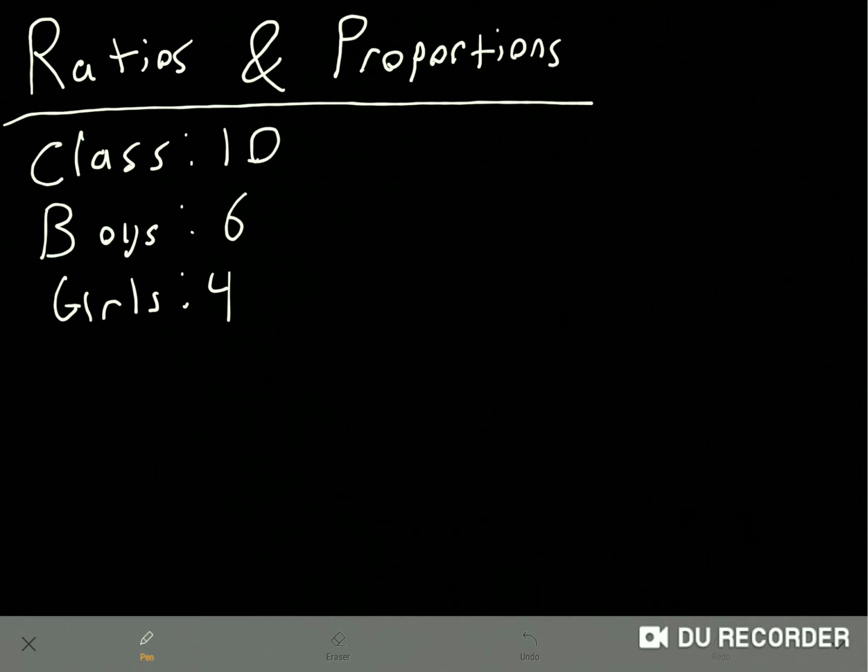In this video, we're going to be using one example where we look at members of a class. Let's say we have a class of 10 people. There's 6 boys and 4 girls. We can write a proportion between, say, the number of boys and girls as so.